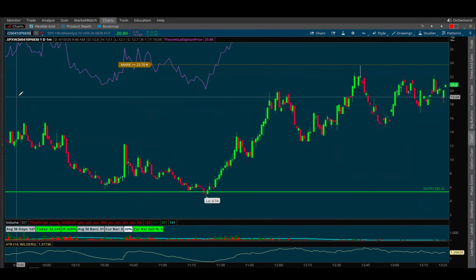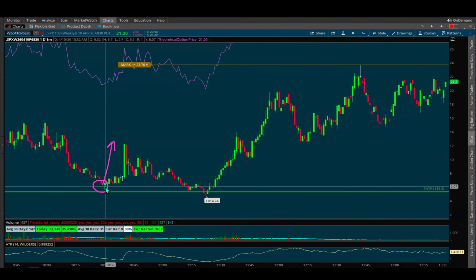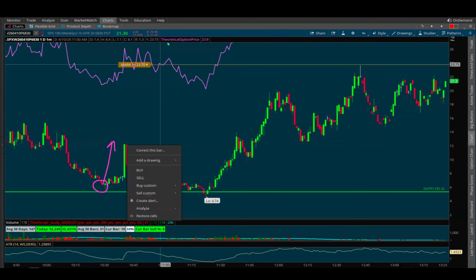Why did I enter at 5:30? Well, I pulled up the chart and I saw right here where it bottomed, had a huge pop all the way to about 12 and change. Okay, this was 10:42. The low here was 570. So it went from 570 all the way up, it ran about 100%.